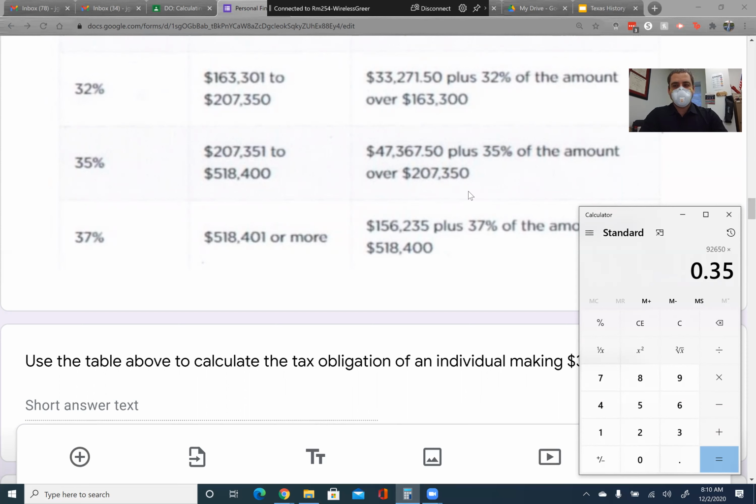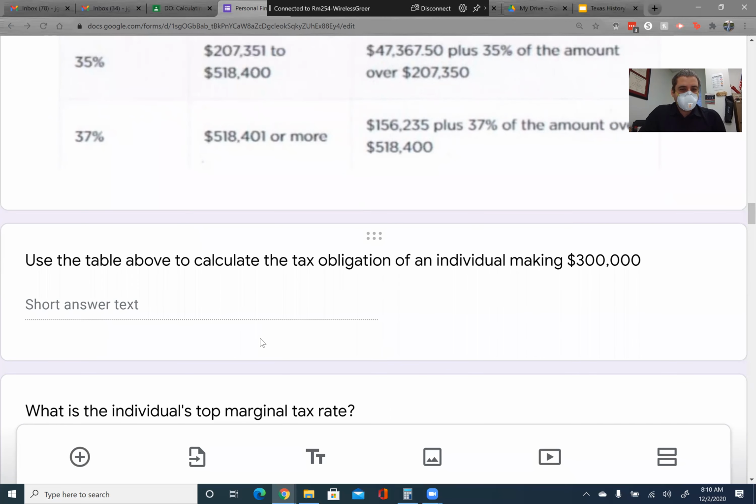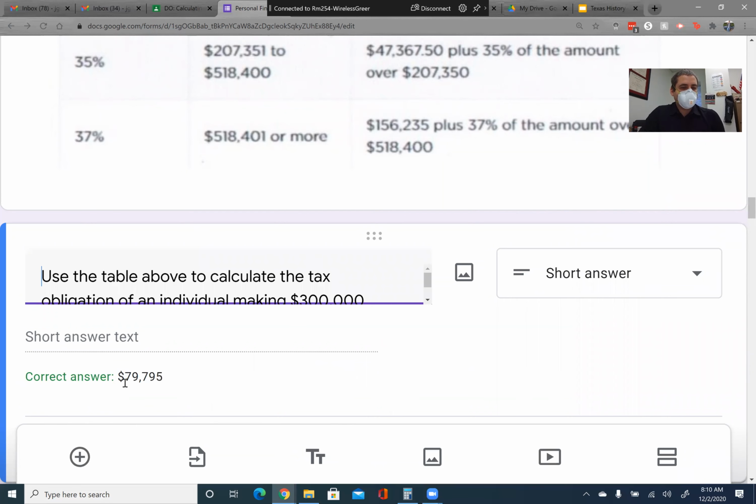Multiply by 0.35. Okay, then what do we do? Add 47,000. Plus 47,000, that's 79,795. So what is this number now? The total tax obligation. So we click here. Are we right? Yes, we are. 79,795. Does that match up? Yep.